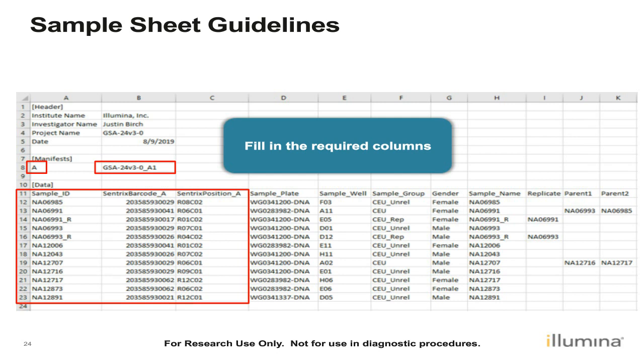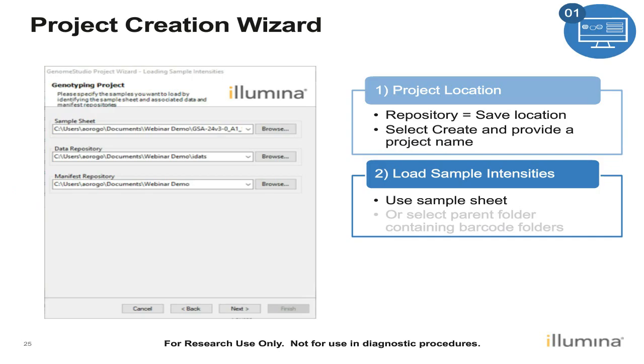So once you have your sample sheet ready, another thing you want to make sure is that every time you make edits to your sample sheet, you have to format the numbers and you have to save it as a CSV file. You also want to make sure to close the file before you load it into GenomeStudio. So now that you have your files ready, you can navigate and browse to your sample sheet, as well as your data repository, which is where your IDATs are saved, and the manifest repository, which is the folder that contains your manifest.